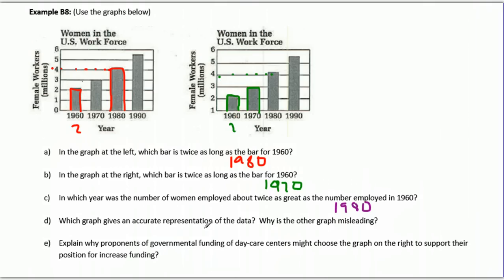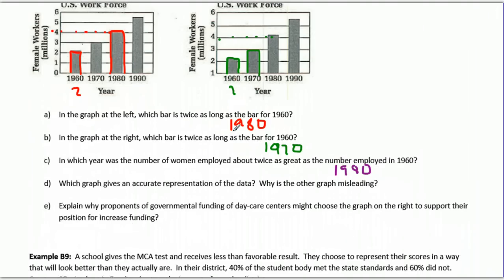So which graph gives an accurate representation of the data? Well, graph A, the bars were twice as tall when the data got twice as much, so that would be pretty accurate. This graph on the right here, when we doubled this, it looks like it almost tripled. So it looks like the bars are a little bit misleading. So we're going to say the accurate one is the left.